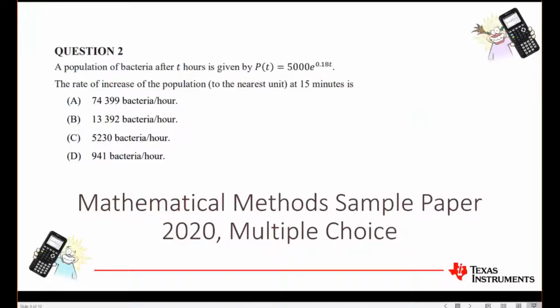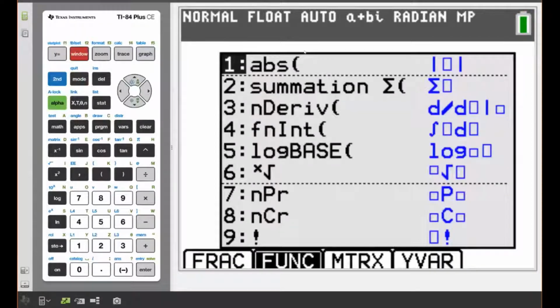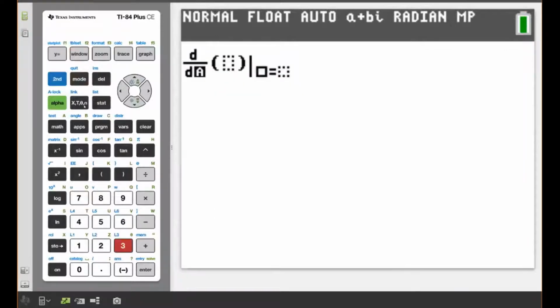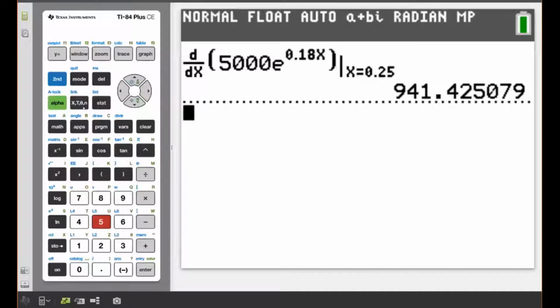I just wanted to show you another way you can do this question, using the computing mode at the start. If I go alpha F2, you see I've got all these quick keys functions here. I'm looking for calculating my derivative, so I press number 3, type x because I'm deriving with respect to x, and then type in that same function: 5,000 e to the power of 0.18x. Again, I'm solving for where x is equal to 0.25. If I hit enter, I end up with that same value, and that's just another way we can answer that same question.